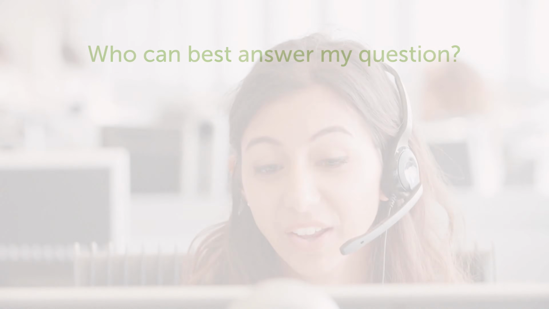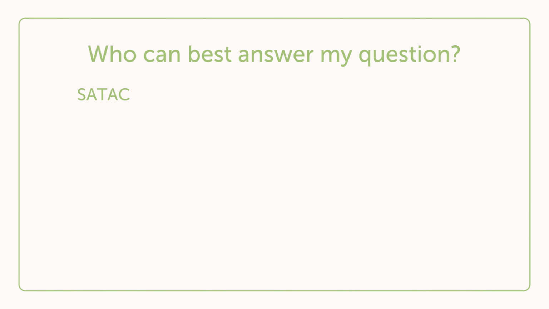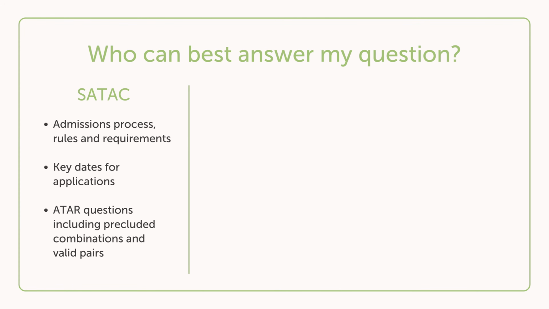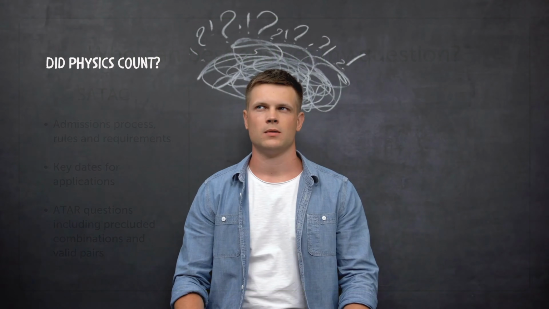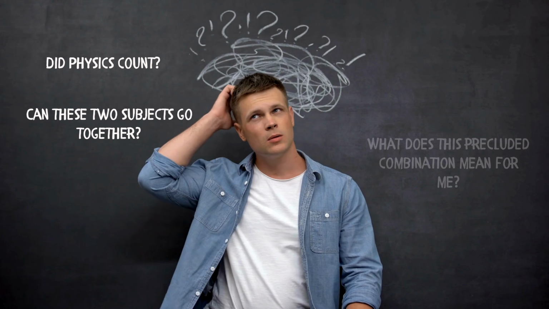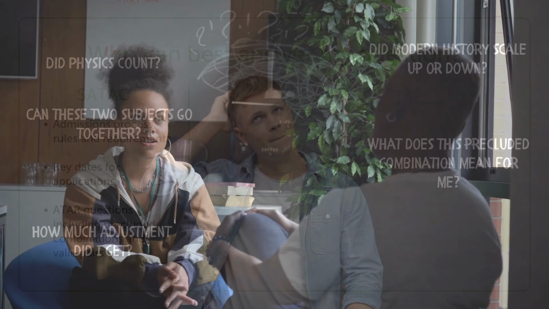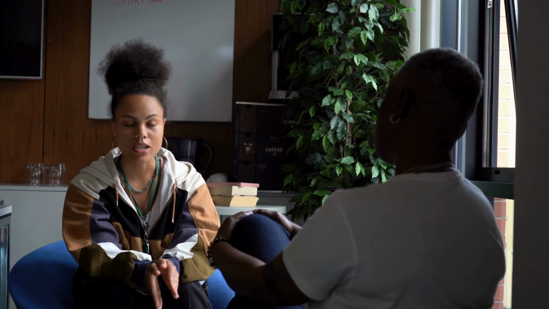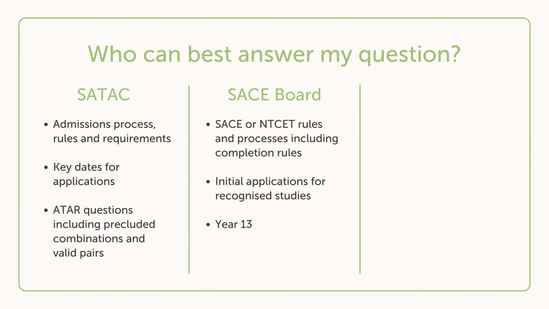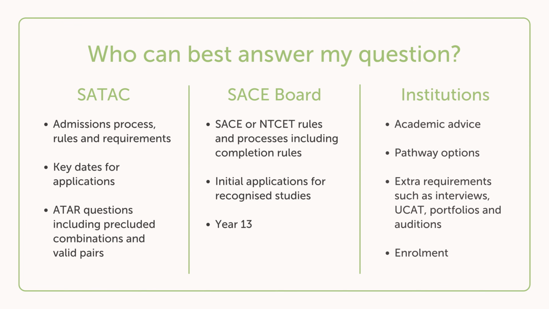Now, here at SATAC, we can help you to understand the application process. That includes selecting your courses and filling out the application, providing documents if you need to, knowing deadlines for when you need to do things, and ensuring that you're set up to be as competitive as possible. We can also help you with questions about the ATAR, such as which subjects were used, whether subjects are precluded or can be a valid pair, scaling, and adjustment factors. If you have any other questions regarding the SACE or NTCET, we recommend speaking to your school counsellors or perhaps even the SACE board. The institutions are the ones who can help you with academic advice and pathway options.